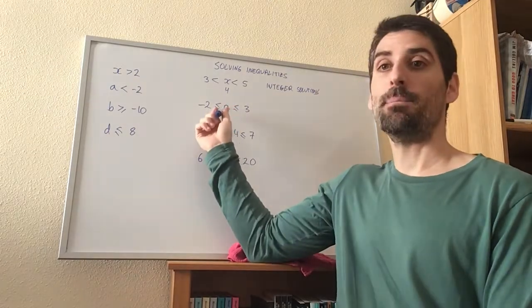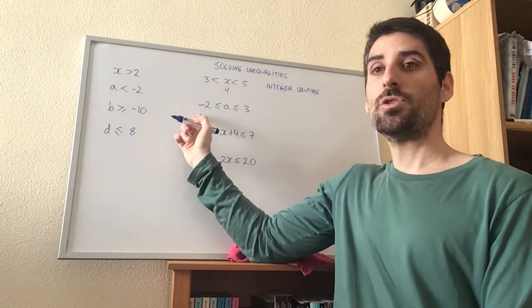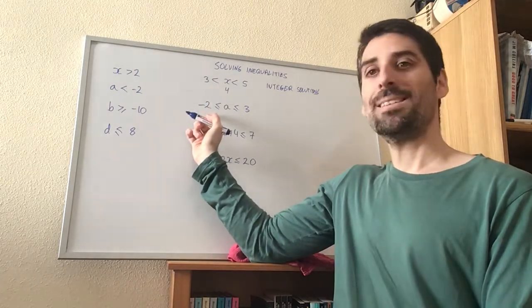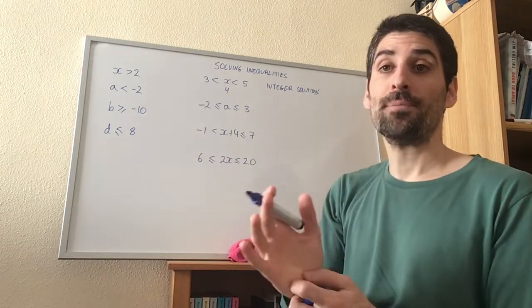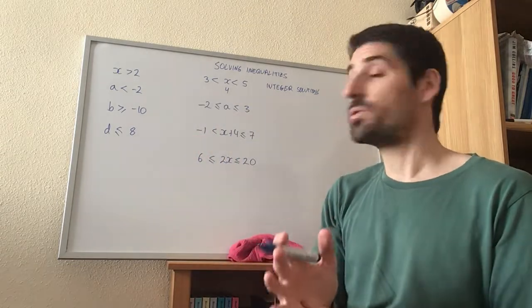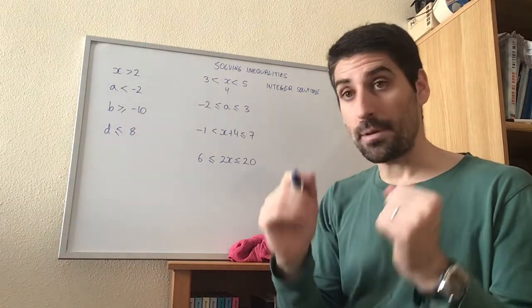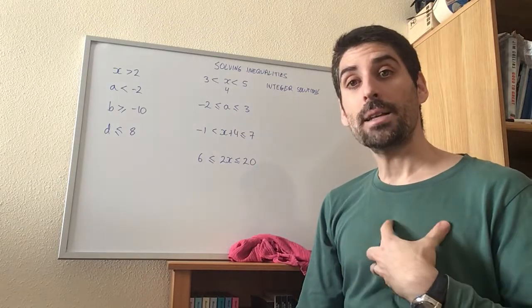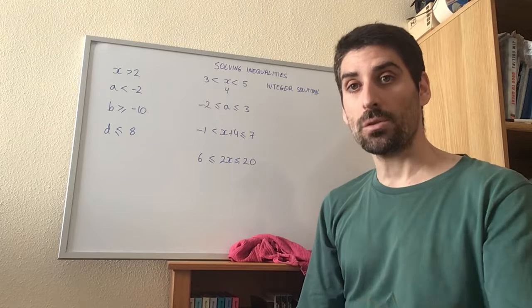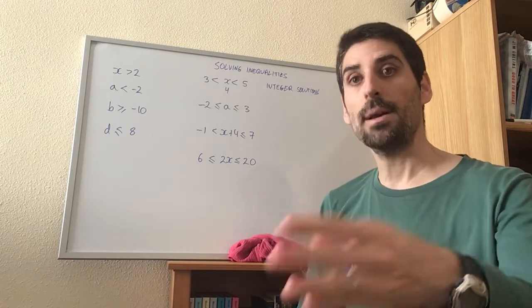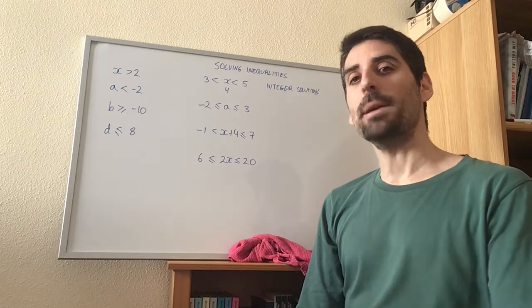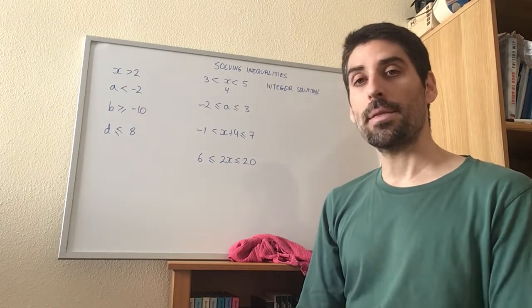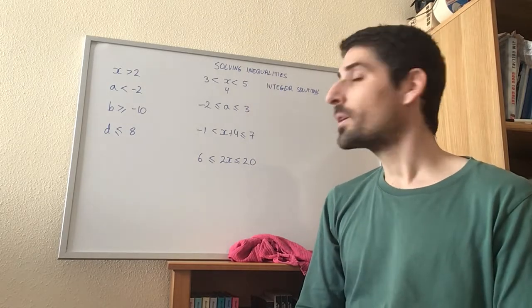What does this mean in plain English? That means that minus 2 is less than or equal to a, which is less than or equal to 3. So it could be any value between minus 2 and 3. However, again, if they ask me to provide the integer solutions, I would say an integer is a number without decimals. So what values could a be between minus 2 and 3 that have got no decimals? Could it be minus 2?